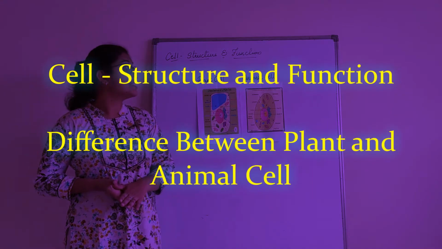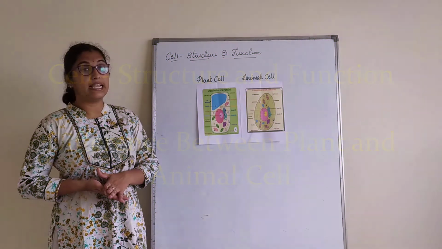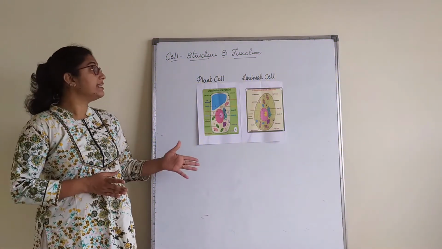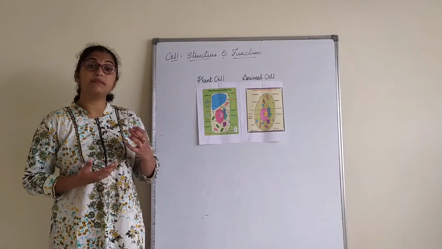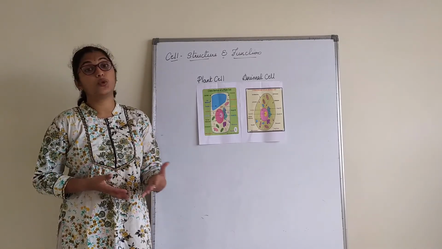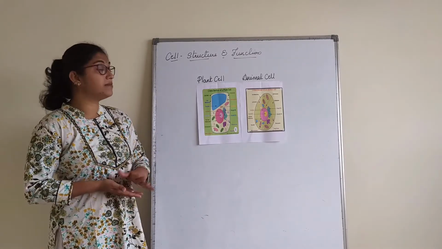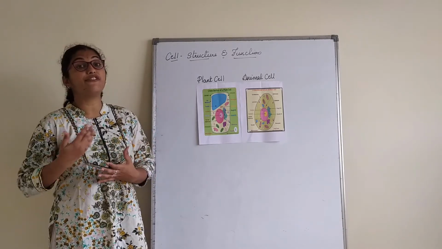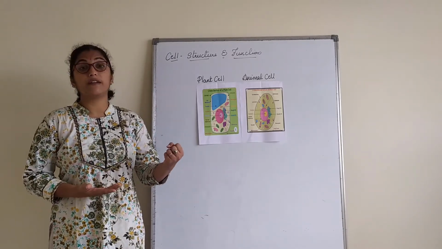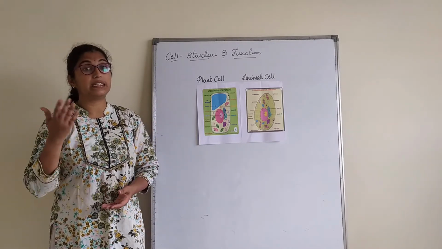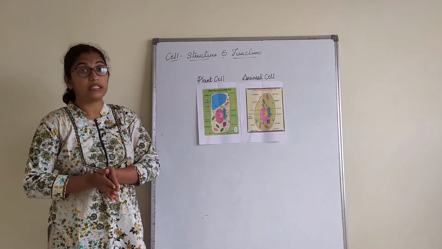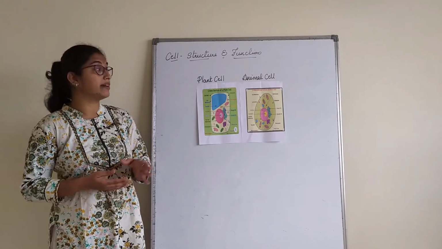Good morning. We will start session 4 on the chapter Cell, Structure and Function. Till now in this chapter we understood what is a cell, and types of organisms based on the number of cells, that is unicellular and multicellular organisms. We also learned the two types of cell, prokaryotic cell and eukaryotic cell, where prokaryotes are unicellular and eukaryotes are both unicellular as well as multicellular.